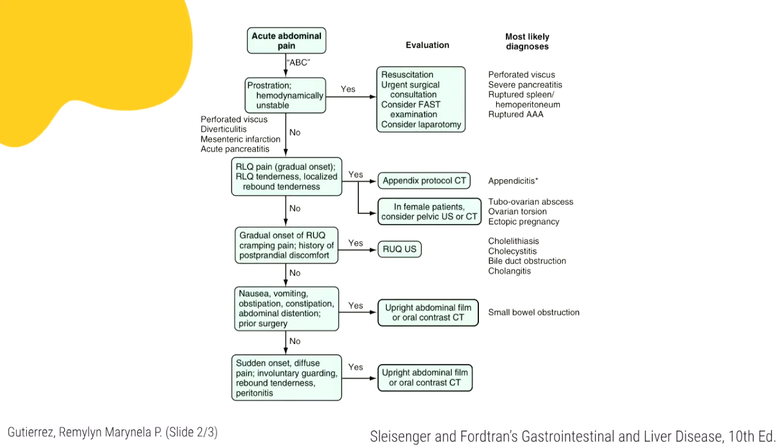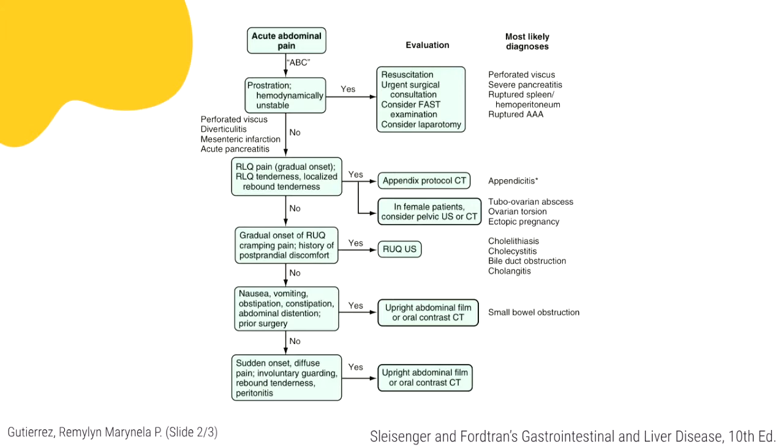If the patient presents with right lower quadrant pain with gradual onset, right lower quadrant tenderness, and localized rebound tenderness, then we should evaluate using appendix protocol CT for the diagnosis of appendicitis. For left lower quadrant pain, the most likely diagnosis is diverticulitis. In female patients, we should consider pelvic ultrasound or CT scan for the diagnosis of tubo-ovarian abscess, ovarian torsion, and ectopic pregnancy.